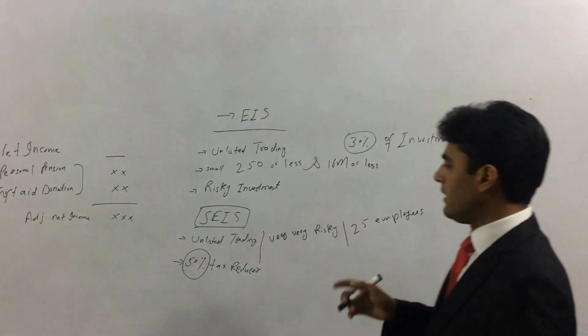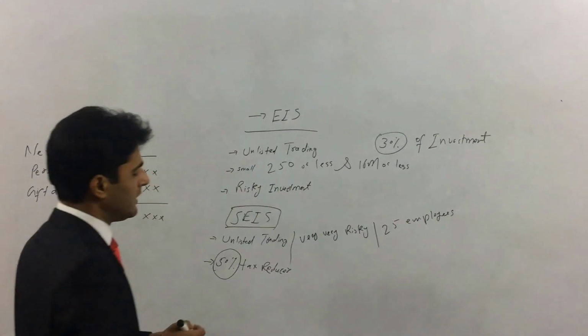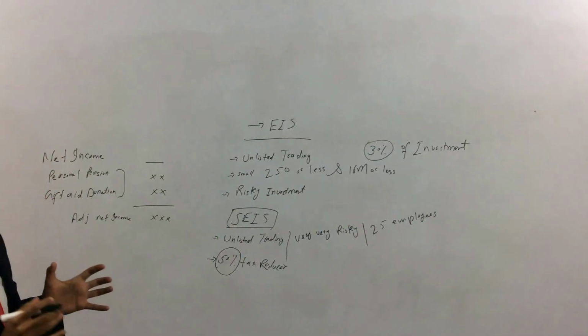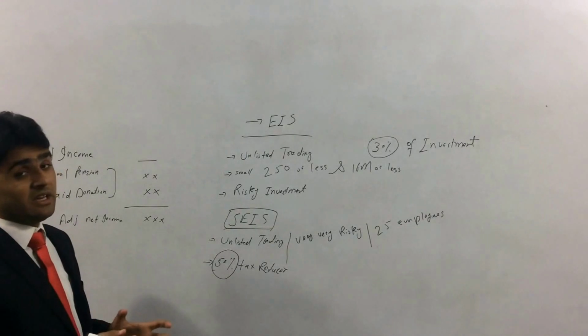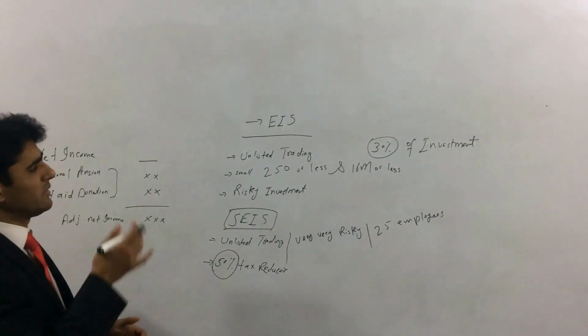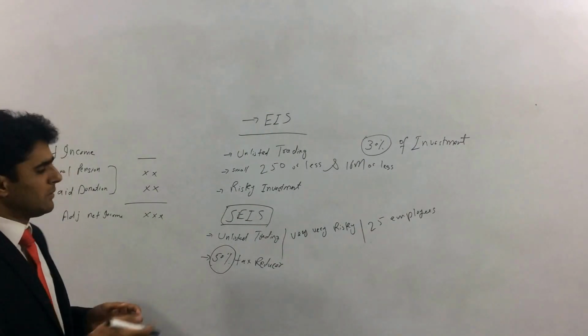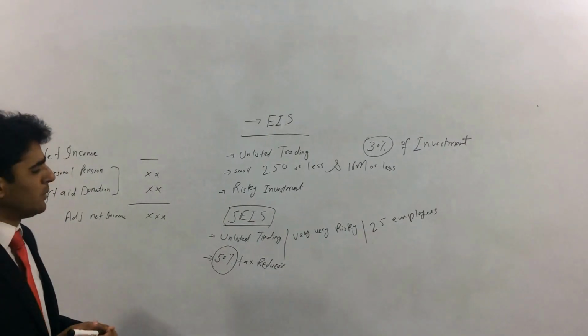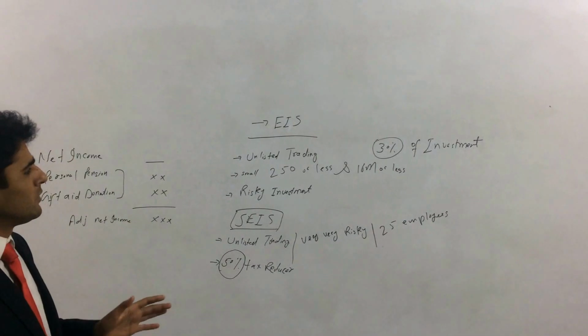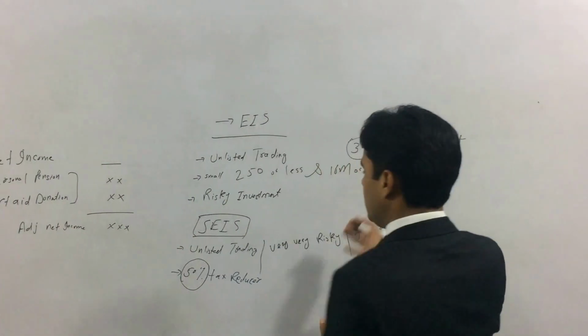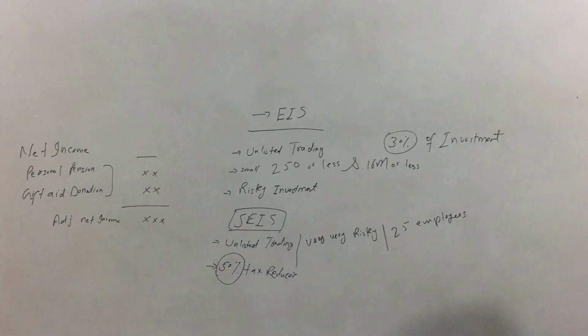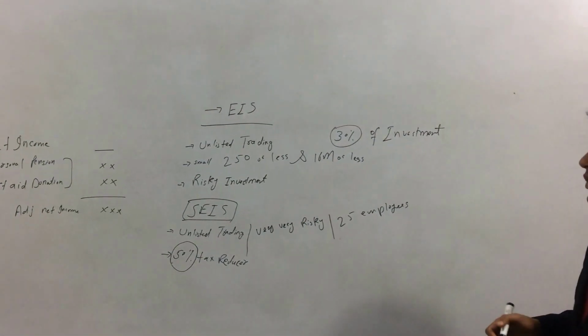All right, so that is SEIS, or Seed Enterprise Investment Scheme. That is a very risky company, even tinier than EIS, because EIS was a small company, but SEIS is a tiny company. It's a very small company with less than 25 employees. All right, so these are two companies. We'll see details of these two again when we move to our notes, but this is just an introduction of these two schemes.